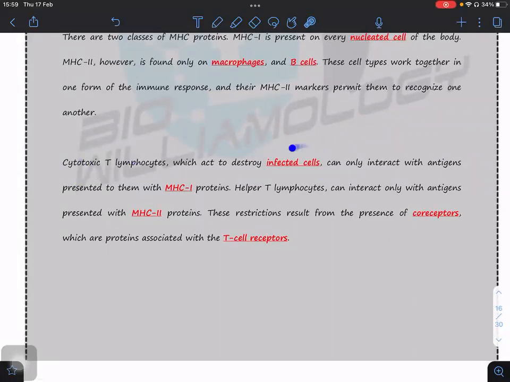Cytotoxic T cells act to destroy the infected cells, so they can only interact with the antigen presented to them with MHC class 1 protein. On the other hand, helper T cells don't kill the infected cells. They only interact with the antigen presented by the macrophage, so it's MHC class 2. The interaction is very well controlled and regulated due to the presence of the co-receptor associated with the T cell receptor.